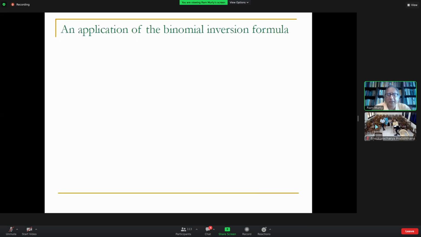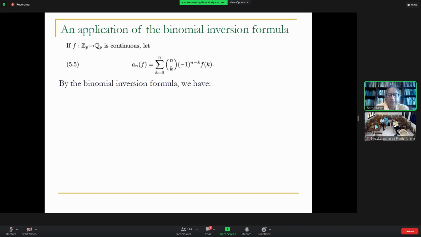So an application of the binomial inversion formula is that if I have a continuous function, a p-adic continuous function, and I define the sequence a sub n of f, which is just simply the sum of n choose k, minus 1 to the n minus k, f of k, I make this definition, then the binomial inversion formula tells me that f of n is equal to the sum of n choose k, a sub k of f. So this is giving us a prelude as to how we should go about trying to prove Mahler's theorem. This is very simple, very elementary combinatorial ideas.